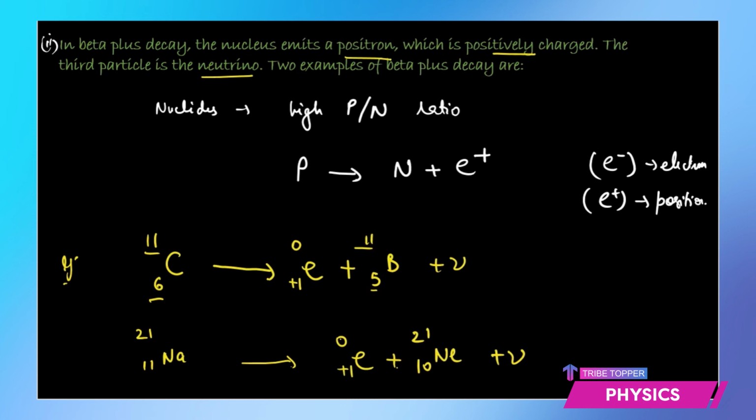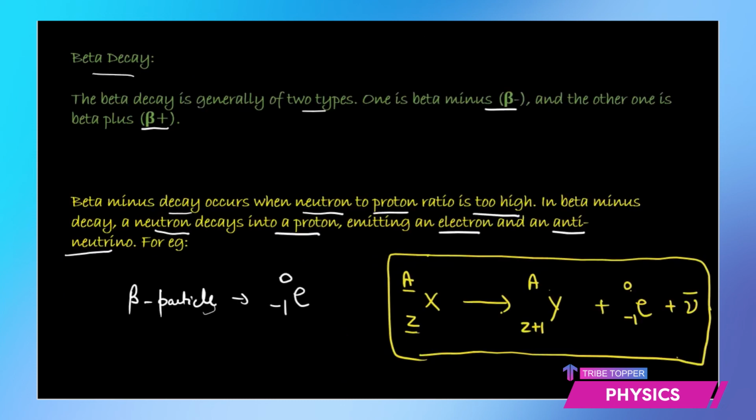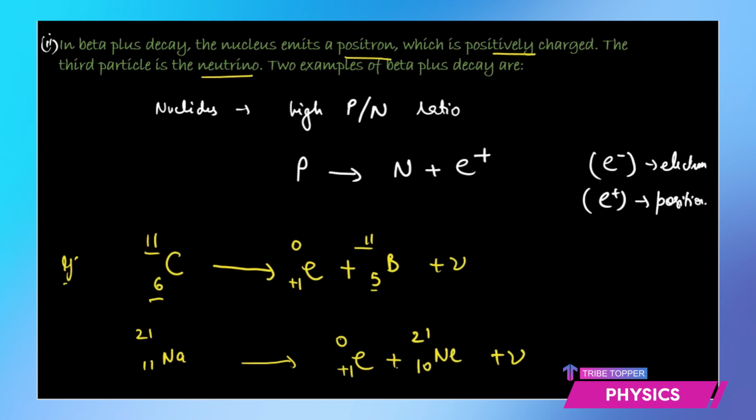In beta minus decay, we had a neutron decaying into a proton and emitting an electron. In beta plus decay, it's a proton which splits up into a neutron and a positron.